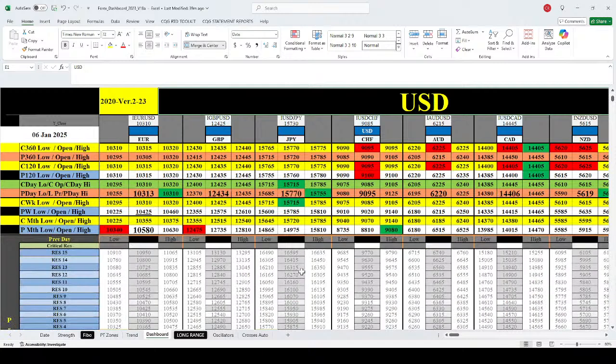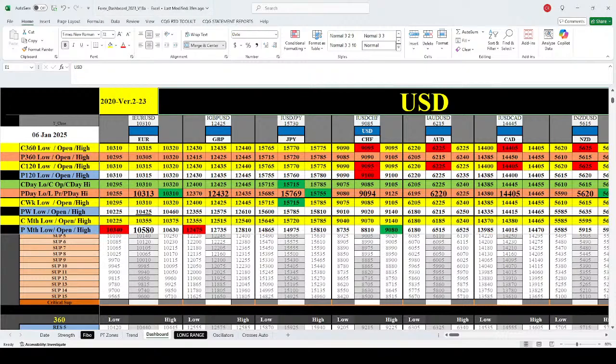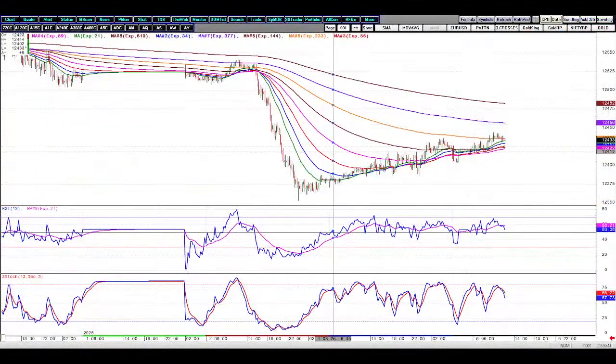Okay, so I repeat, break 15810, we should see the price pushing towards 15880, 15960. Okay, and let's tally it with the chart.